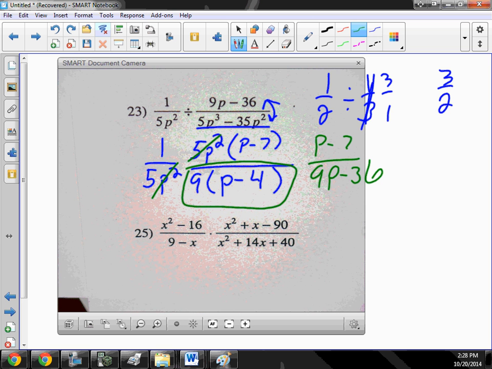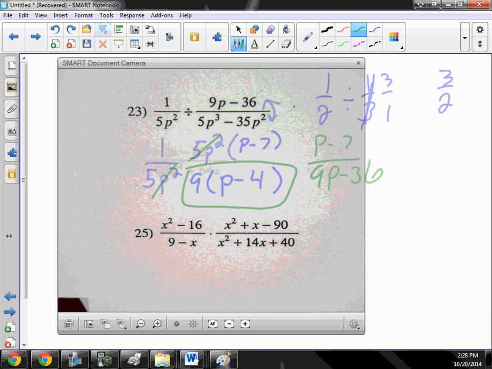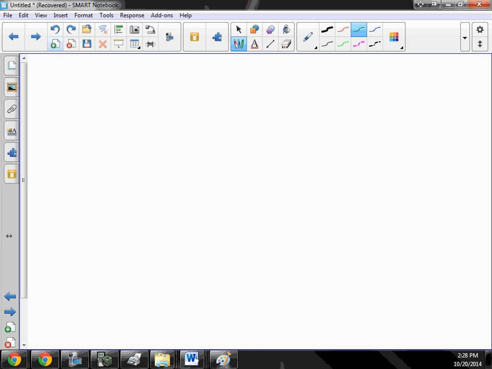On 25, don't flip anything. It's a multiplication problem already. So just factor the top, factor the bottom. What if I had negative x plus 4 and I had x minus 4? Does anything cancel? Are they the same factors? They're really close.